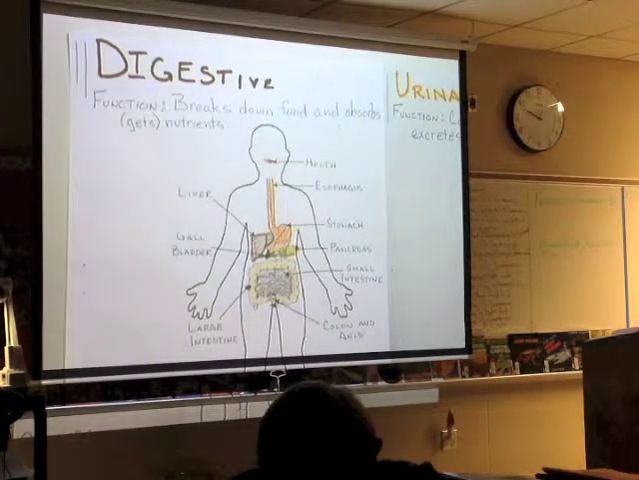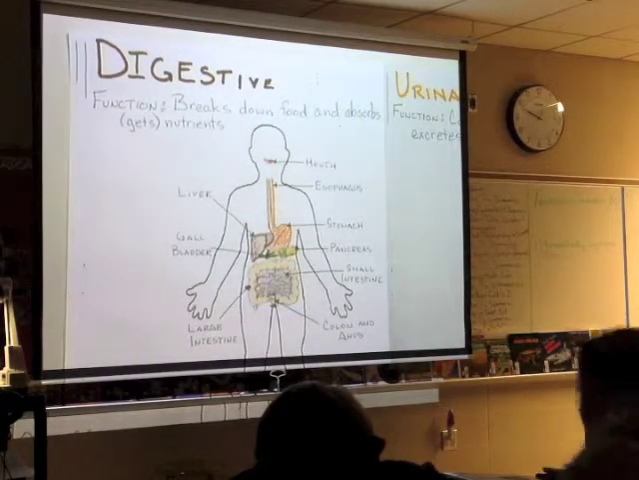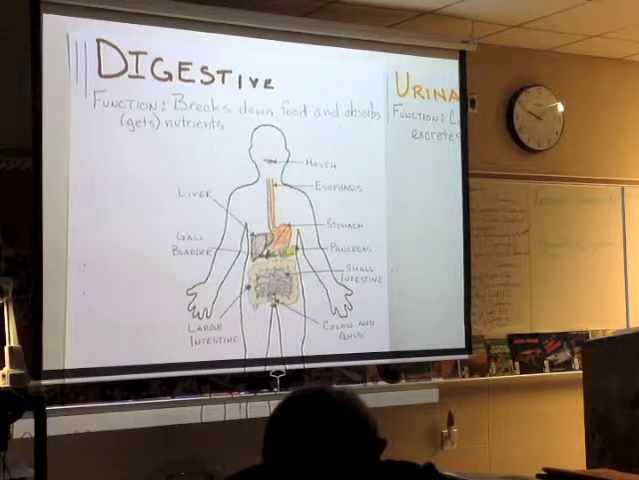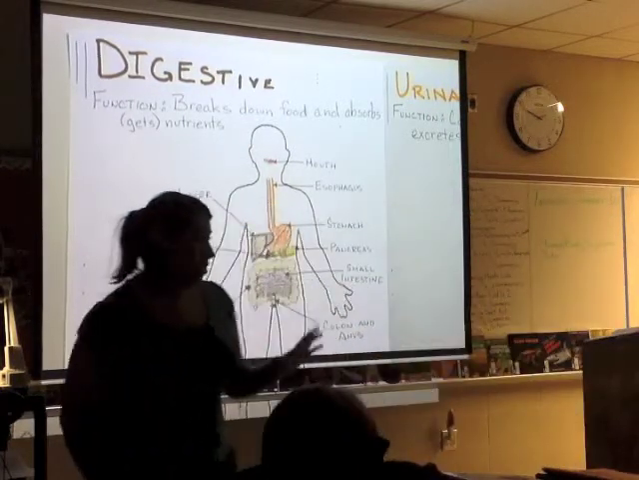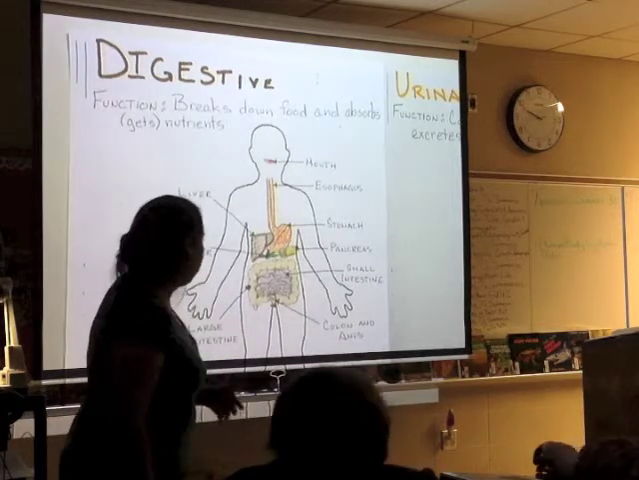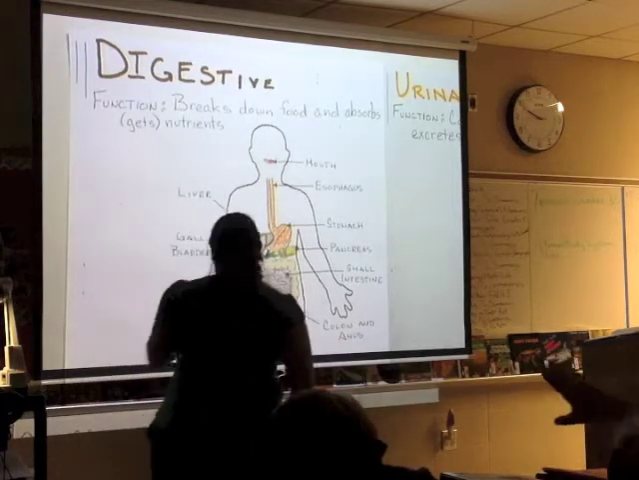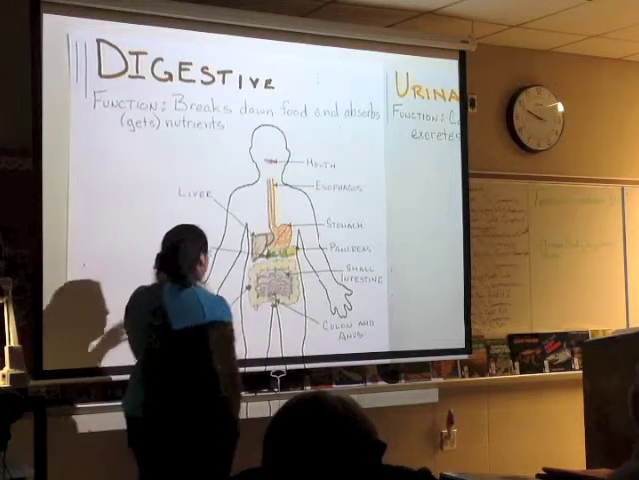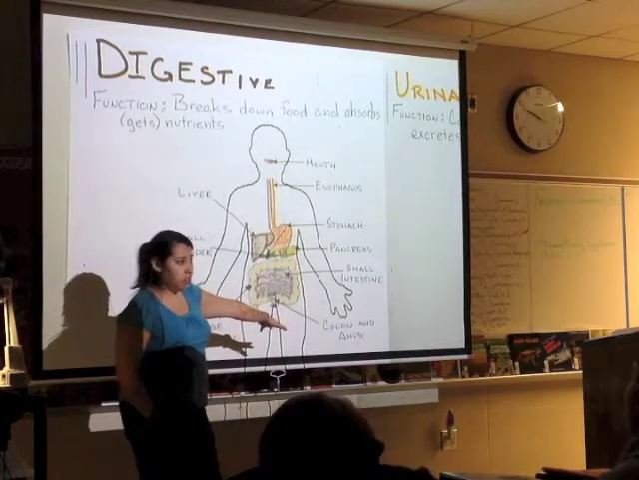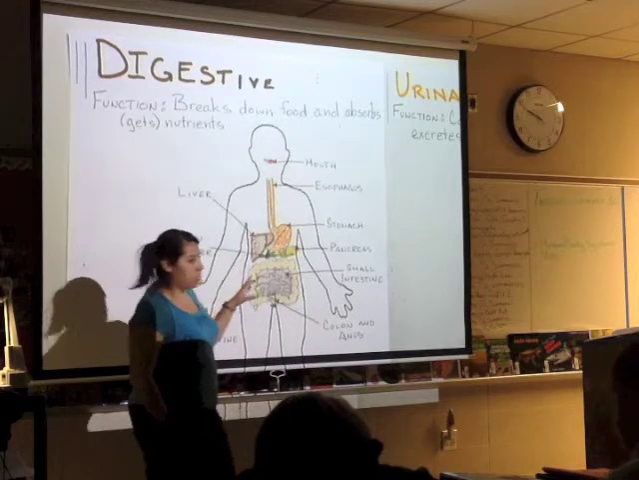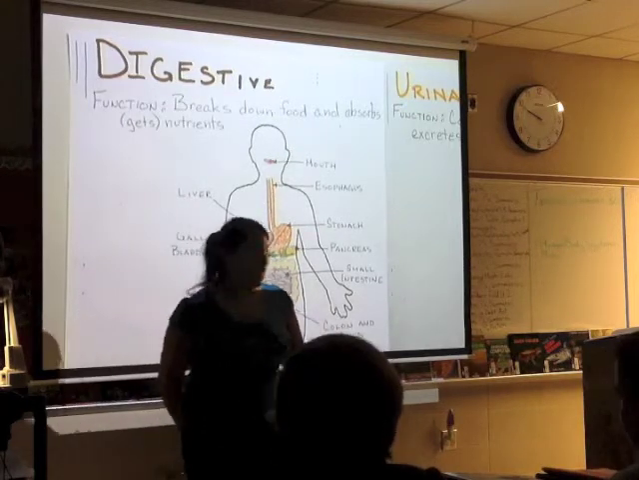Basically, the digestive system really just breaks down food and absorbs nutrients. So, that's pretty simple. Everybody should know that when you digest, you're breaking down food and you're absorbing nutrients. Now, if you look at the digestive system, it has a lot of organs. The reason it has a lot of organs is because a whole lot of different things need to happen.